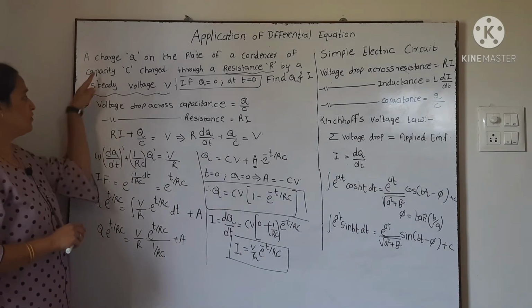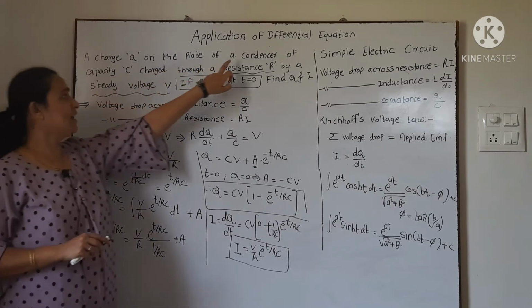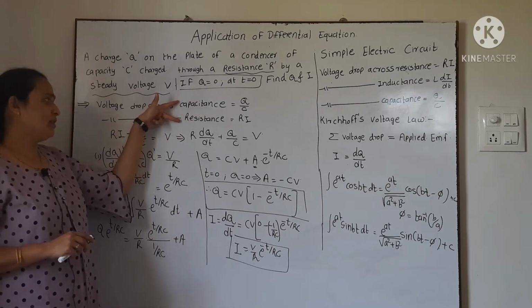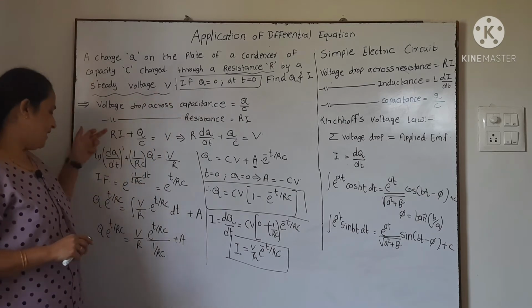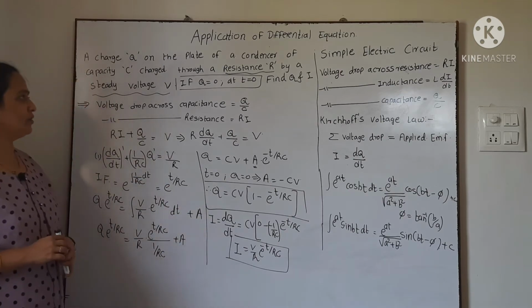It's very easy. First, what have we written? We have written the voltage drop. First check what is in the circuit. We have a condenser and resistance. So I have written the voltage drop across the condenser and resistance, and then solved this by using a linear differential equation of first order.